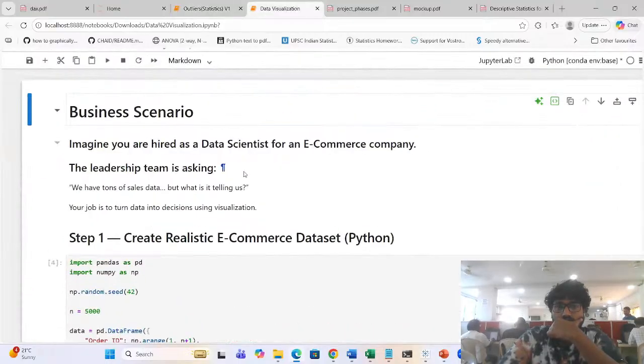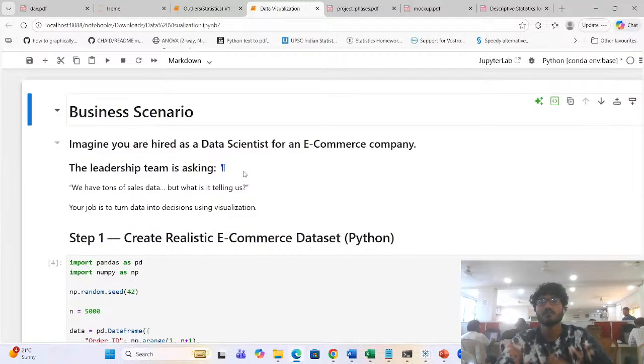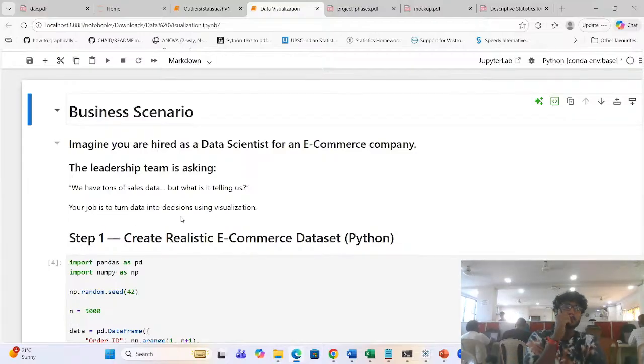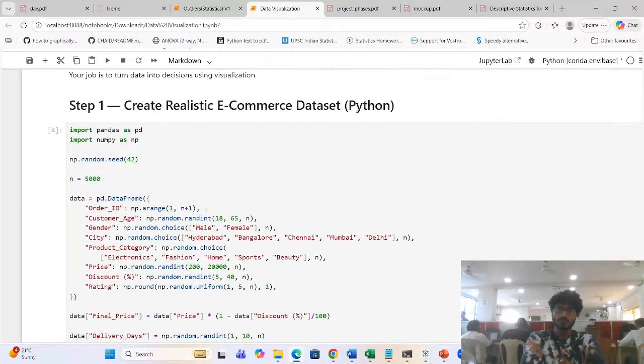See, guys, imagine you are already hired as a data scientist for an e-commerce company like Amazon, Flipkart, Zepto, Zomato, whatever it is. The leadership team is asking you, we have tons of sales data, but I'm not able to understand what it is trying to tell us. So you help me. Your job is to turn the data into decisions by using visualization. Clear? So step 1, we need to create a sample data.